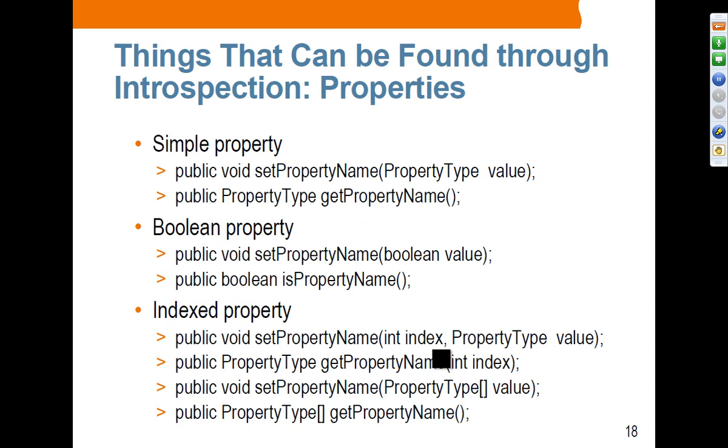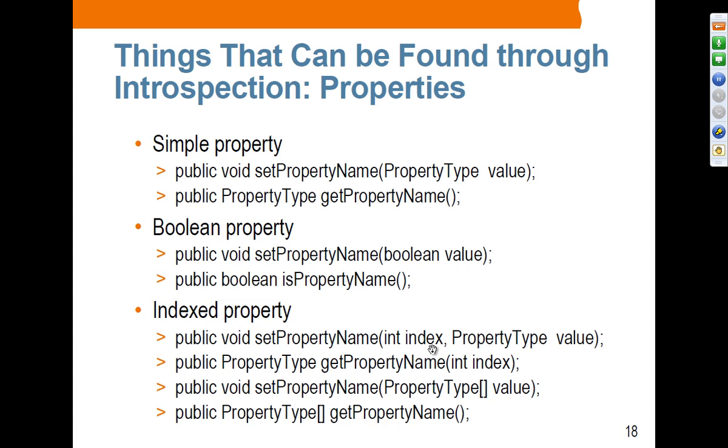So the things that can be found through introspection include properties. If there is a setter method like this, set plus the property name with a property type and value, then it knows that there is a property called this property. And if there is a get plus property name, then it knows that there is a property, this one, that it can read.